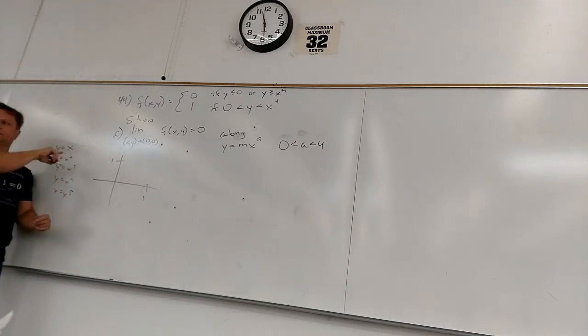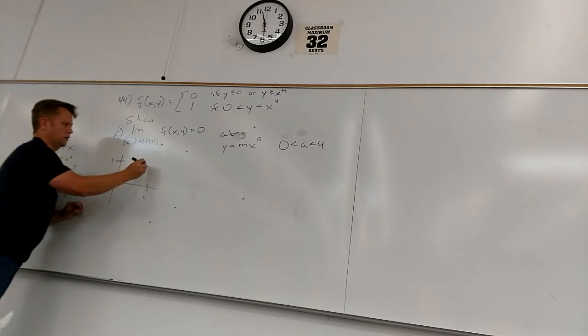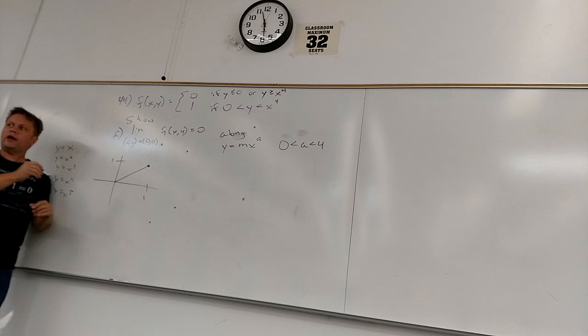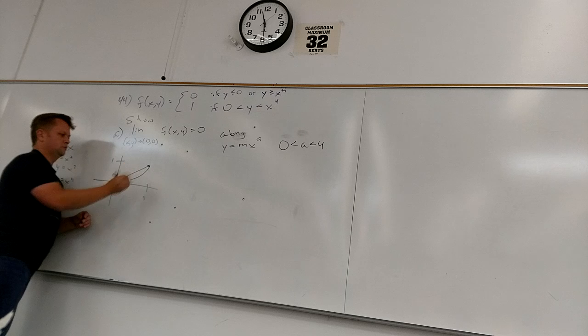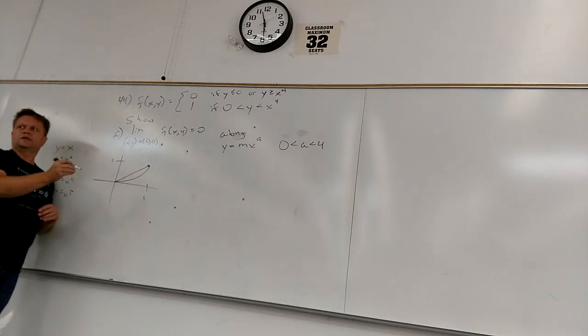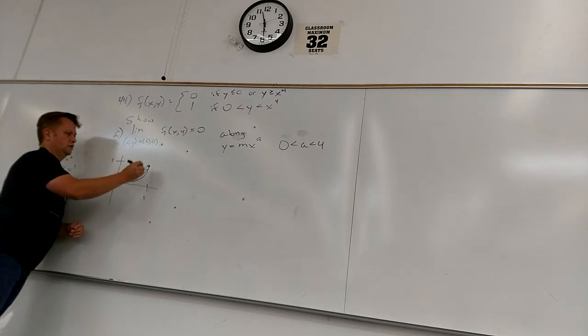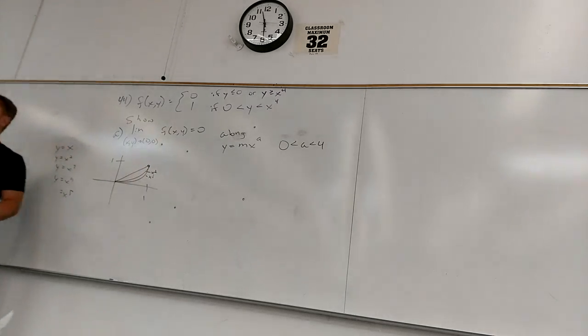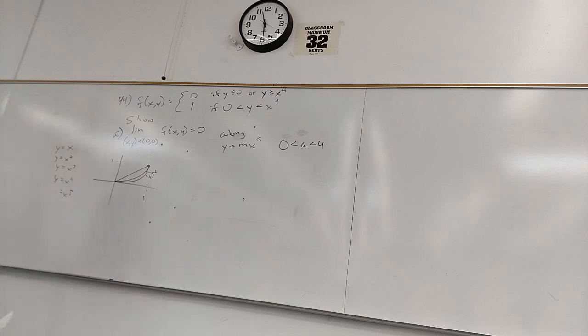Well, y equals x is a straight line. Y equals x squared is always less than that. Y equals x cubed is always less than that one. So here's x squared, here's x cubed. You might imagine what x to the 4th is. In fact, do you guys know what x to the 1,000th power looks like? Anybody know this? It looks like this.